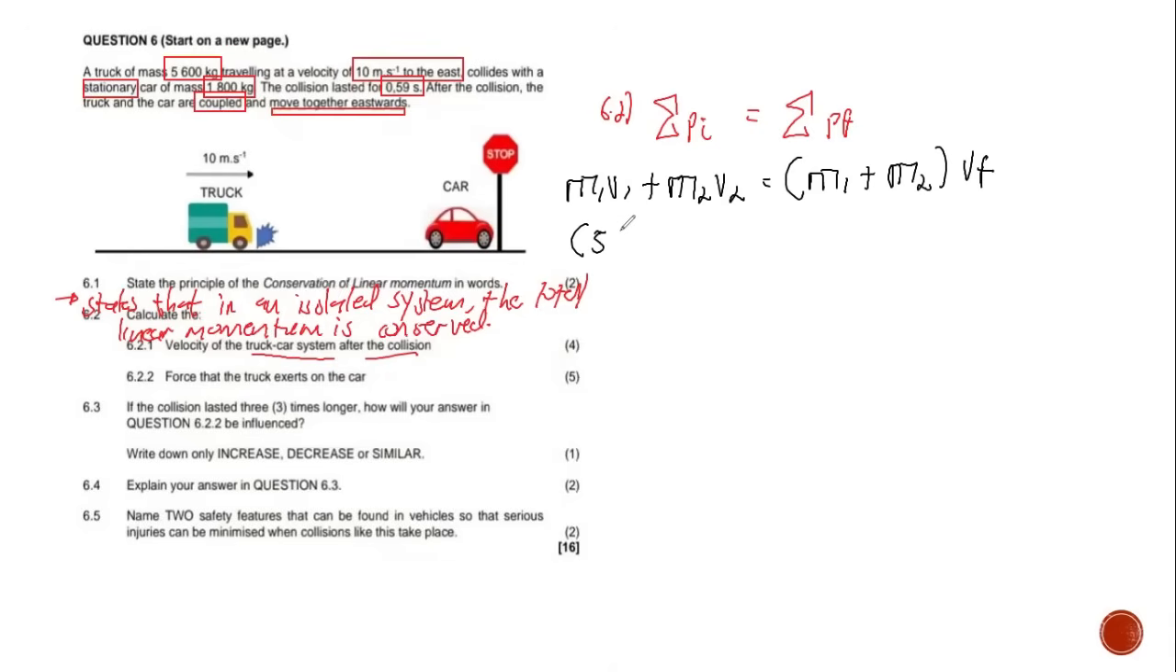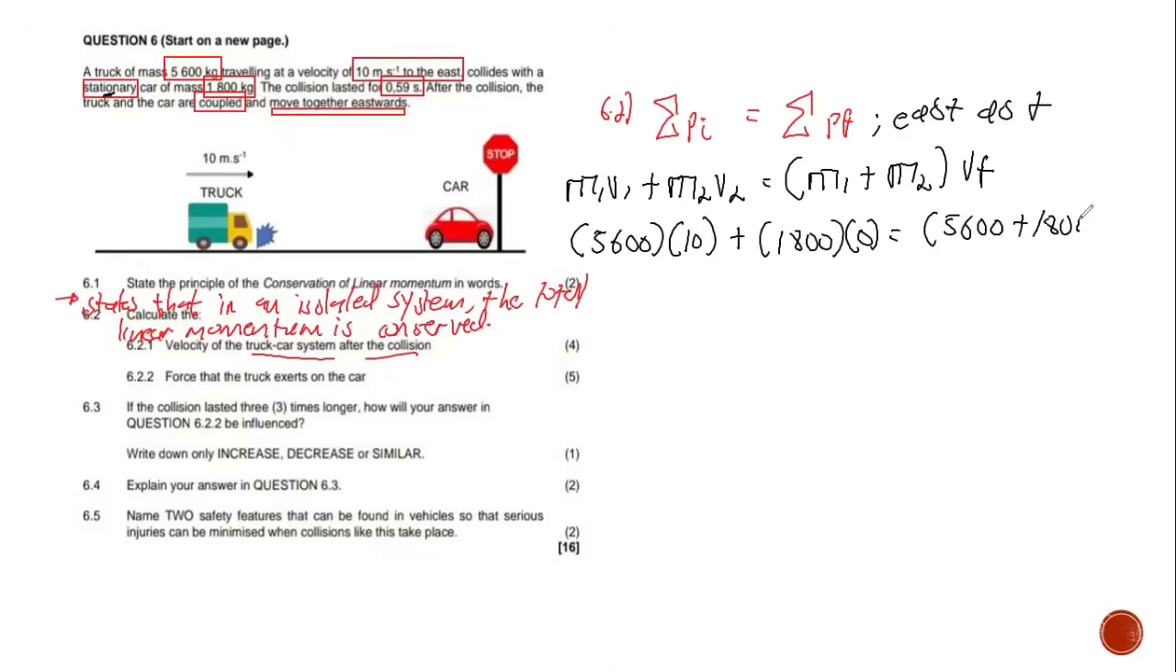That's 5,600. Then velocity 1, we are told that it was traveling 10 meters per second east. So we are taking east as positive. So that's 10 here. And then mass 2 here, we have 1,800. And then velocity 2, remember, it collides with a stationary car. So stationary, we already understand that it means 0. Then 5,600 plus 1,800, and then this is the velocity we are calculating.